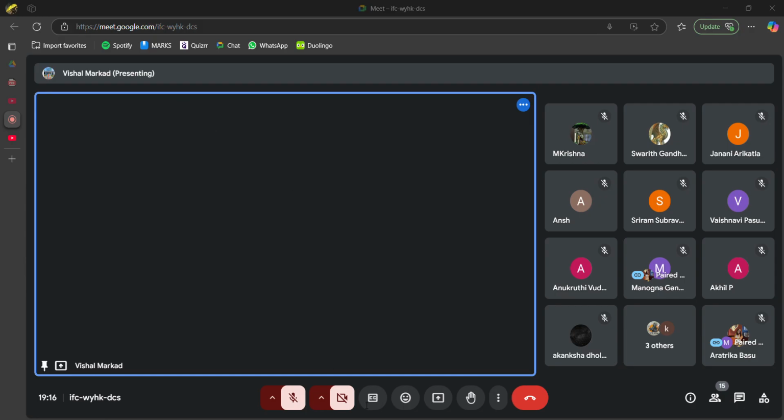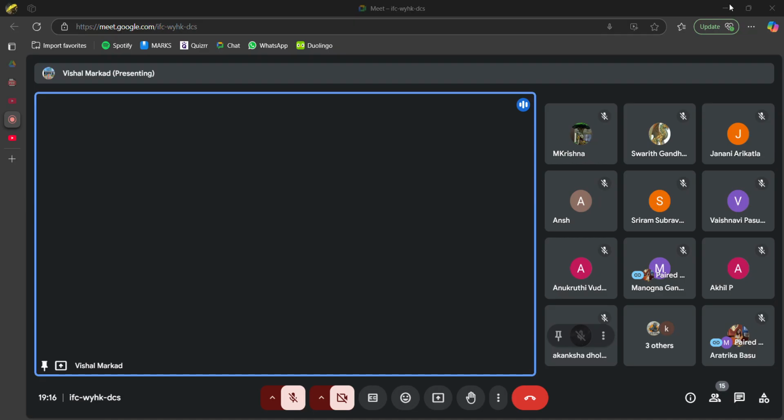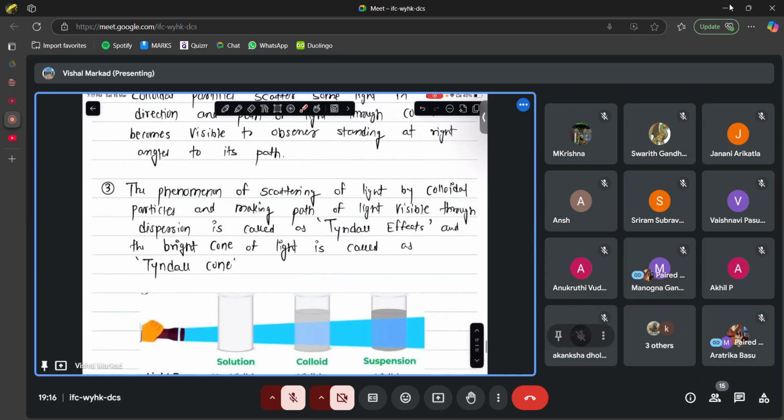But in the case of colloids, we are able to see the path of light. Why? Because colloidal particles scatter the light. In a true solution, the particle size is very small, so the scattering will not be that much. But here the particle size is considerable, so they scatter the light. This is called the Tyndall effect. See your definition: the phenomenon of scattering of light by colloidal particles and making the path of light visible through the dispersion is called the Tyndall effect. Clear?